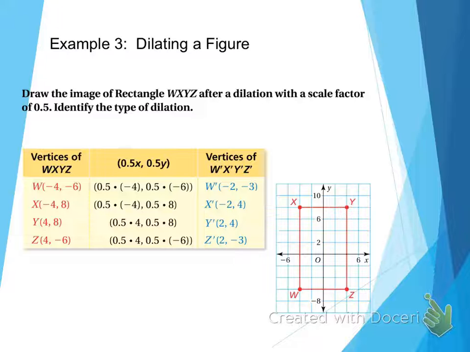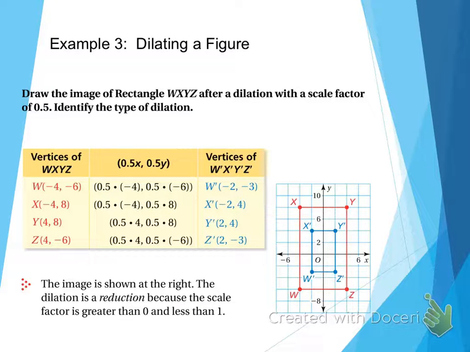So if I go ahead and plot those points, if you notice, I ended up with a reduction, a smaller figure. That is because the number I'm multiplying by was less than 1. I mean, it's greater than 0, but less than 1. So it was a dilation that actually was a shrinking dilation.